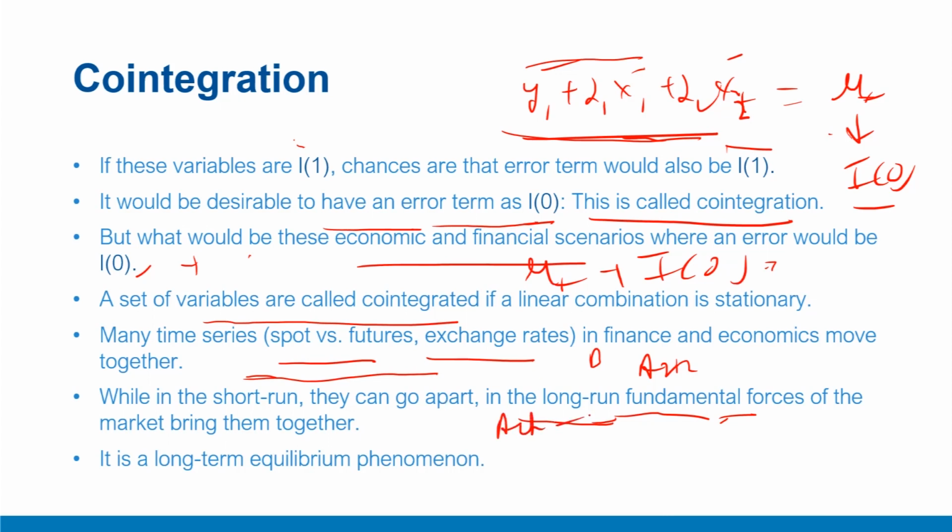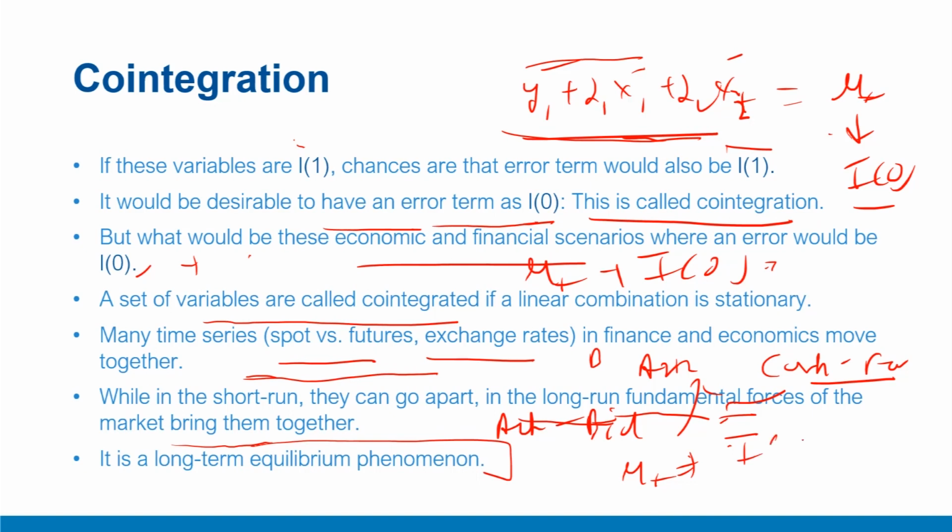For example, ask minus bid. It cannot increase infinitely. It has to be range bound. Similarly, cash equity minus future. The gap cannot increase infinitely. It has to be range bound. And this kind of long-term equilibrium phenomenon is called co-integration, which reflects some kind of fundamental structural relationship between time series variables. There can be 2, 3 or more variables, and if we find their linear combination, which we are calling mu-t or error term, to be stationary or I0, then these variables would be called co-integrated.